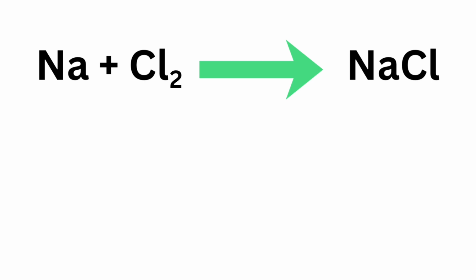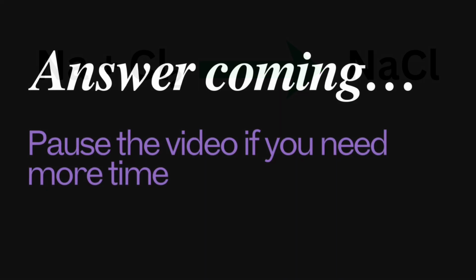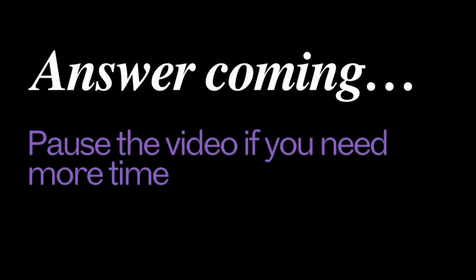So here's the first one. Na plus Cl2 gives you NaCl. So write it down and have a go at balancing it. I'm about to show you the answer, so pause the video now if you want more time.